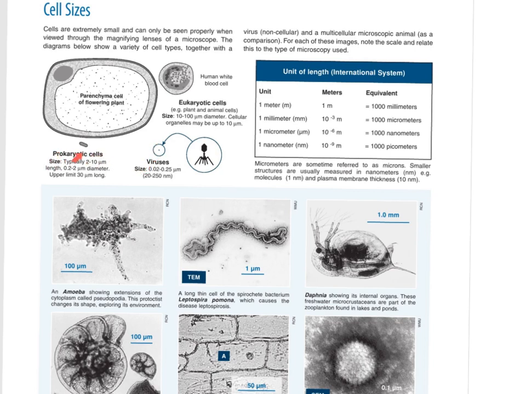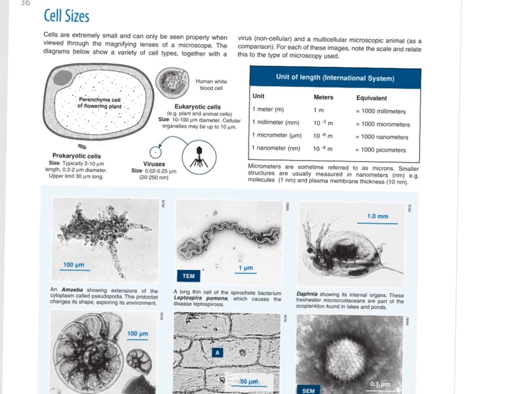Prokaryotic cells are bacteria. So you see here, this is a eukaryotic cell, a plant cell. This is a human white blood cell, the size of a human cell. And here's this tiny prokaryotic cell. This is a bacteria cell. Or this would be a virus. Tiny, tiny, small particles. And basically that's what they are.